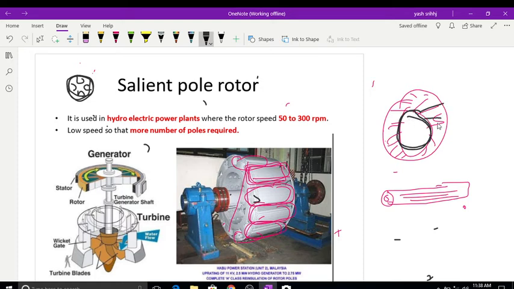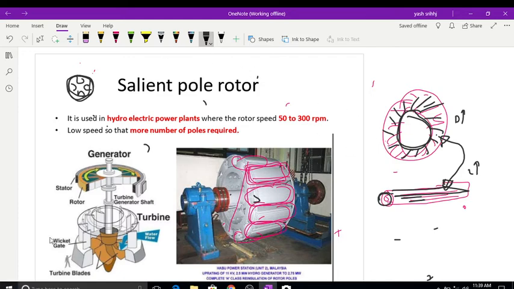So more number of slots are available here, so that we can place the total winding. But here less number of slots are available, but the length is more. So whatever winding is placed here is similar to this winding, the only difference being that here the diameter is more and here the axial length is more. That is the only difference.